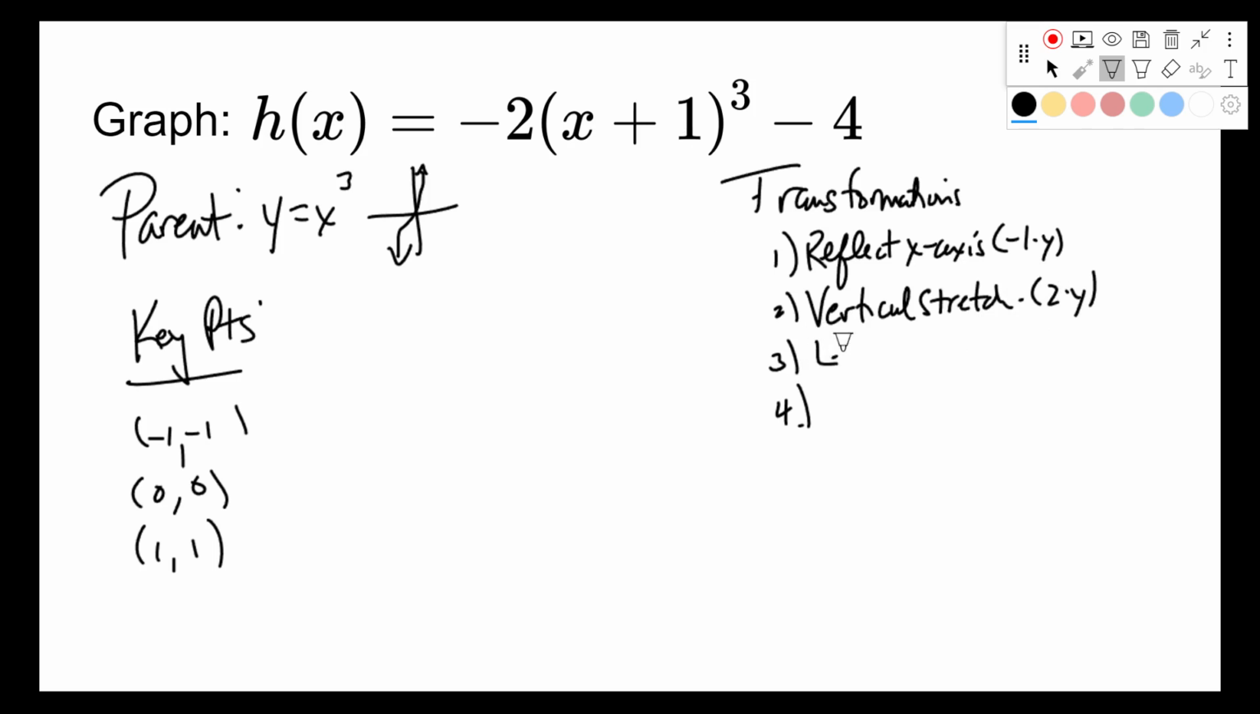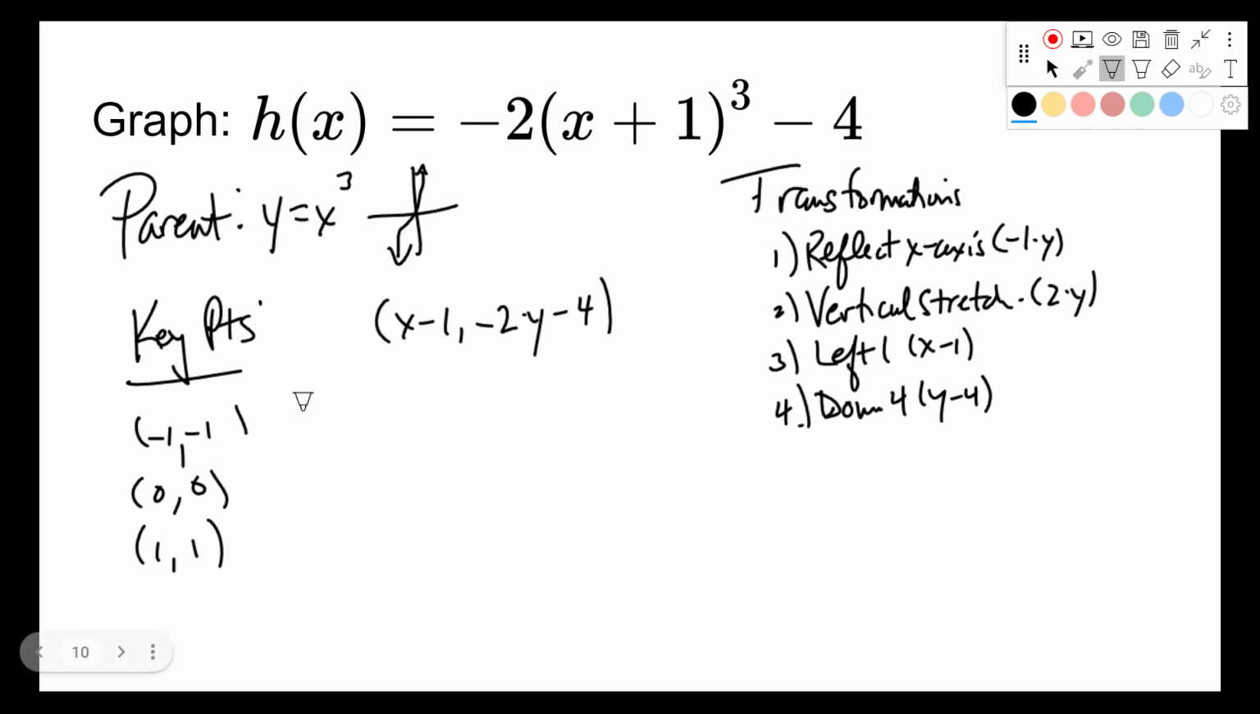The +1 moves the graph left 1. Take the x's, take 1 away. And the -4 moves the graph down 4. Take the y's, take 4 away. Okay, so now we got a lot of work to do here. We need to take the x's, take 1 away. The y's, we need to multiply them by -1 and 2. So we can just multiply them by -2. But we had to separate them here because there were 2 different transformations. And then we're going to take 4 away.